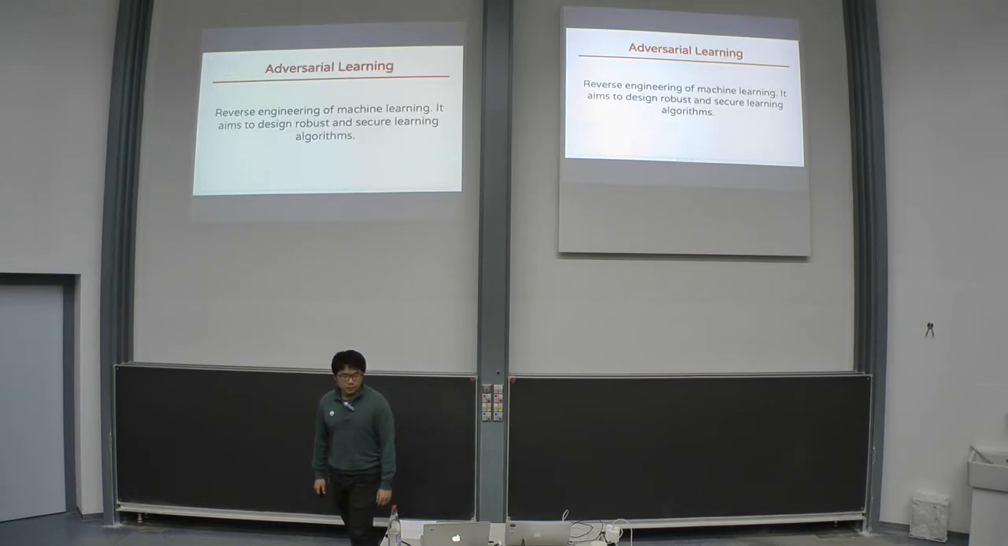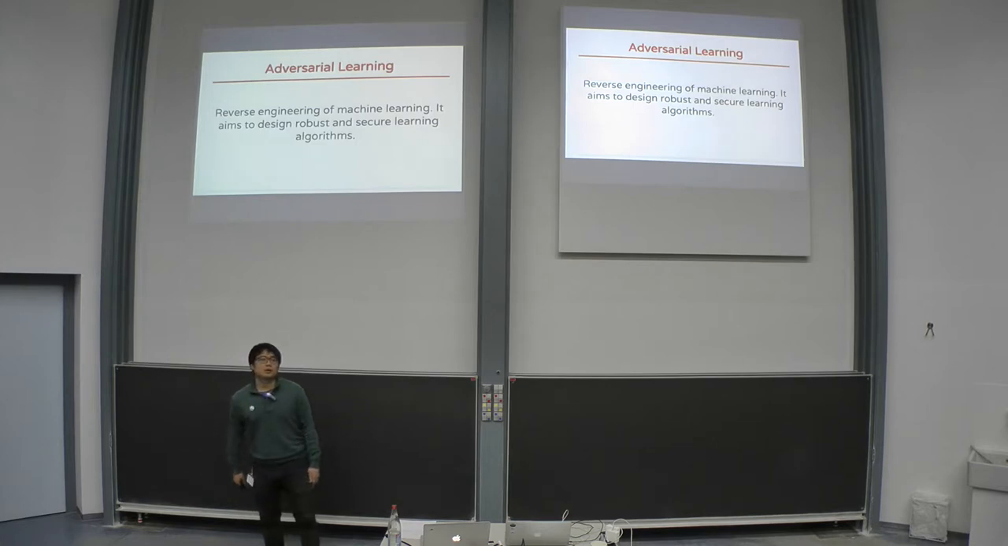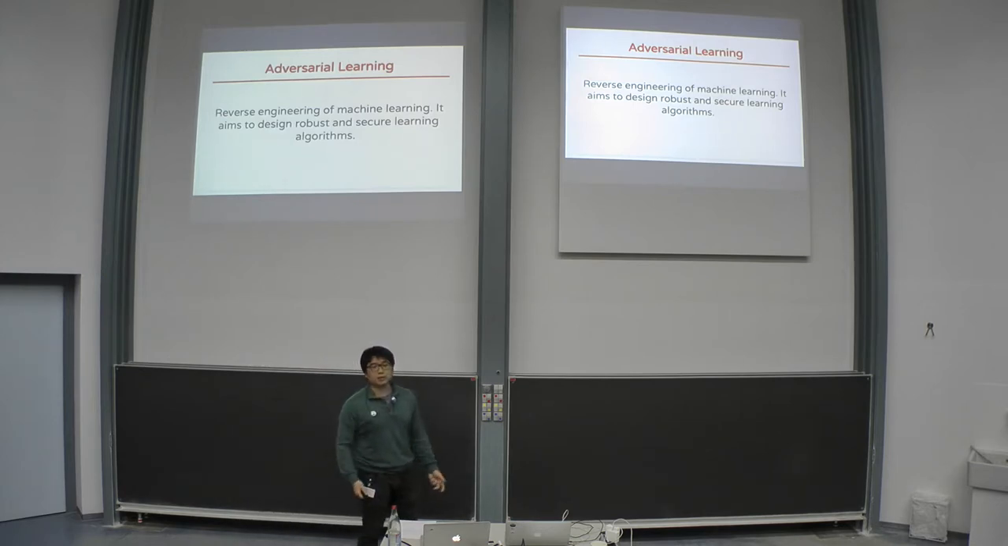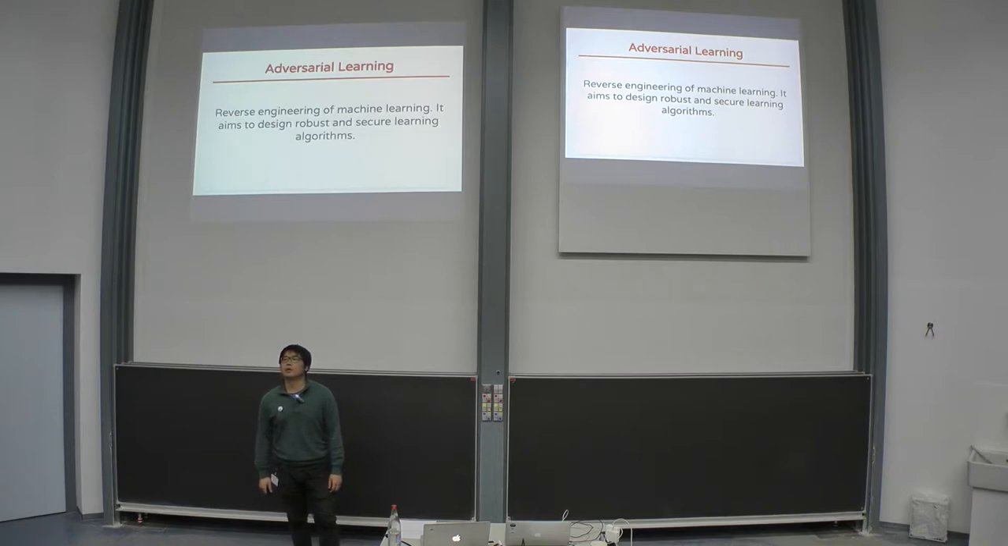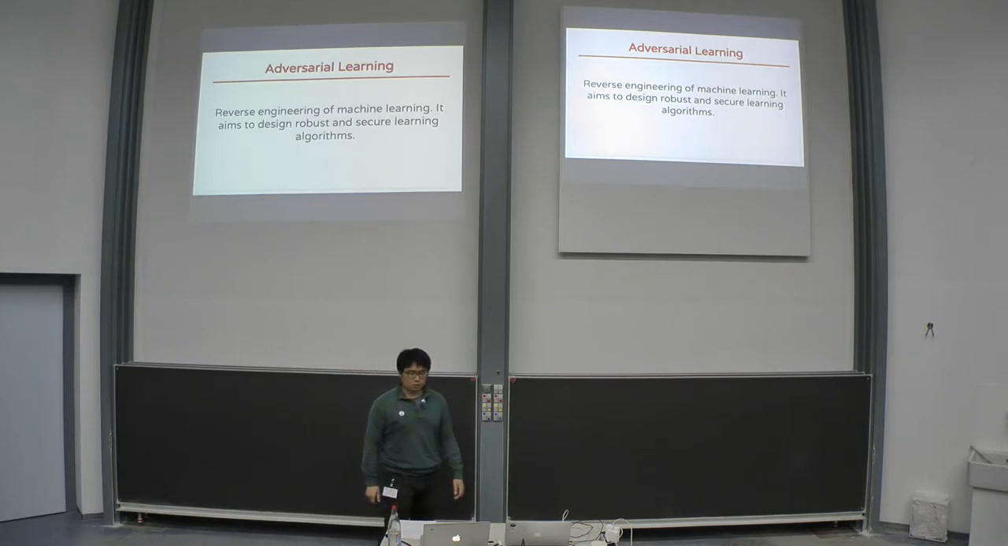All right, then adversarial learning. Like I said, it's reverse engineering of machine learning and aims to design robust and secure learning algorithms. So I come today as an attacker, as a malicious guy. If you have a project to predict something, you want to have a very good classifier, then you have to take into account that there are a number of malicious adversaries out there. They are looking at services. They're looking at our data. They are trying to subvert your classifiers. So that's what we are researching on.